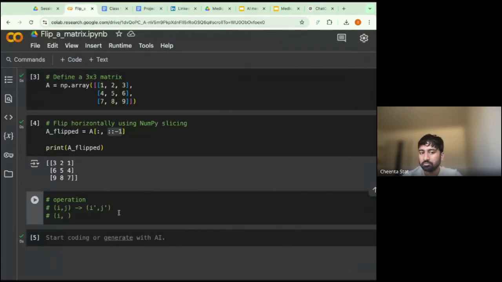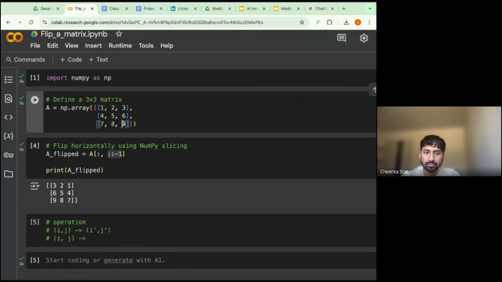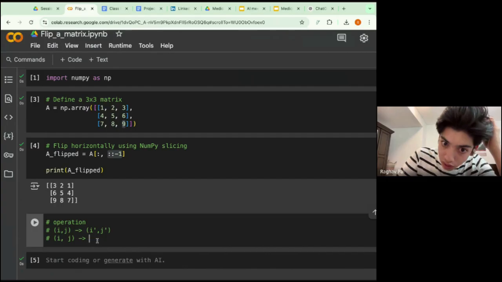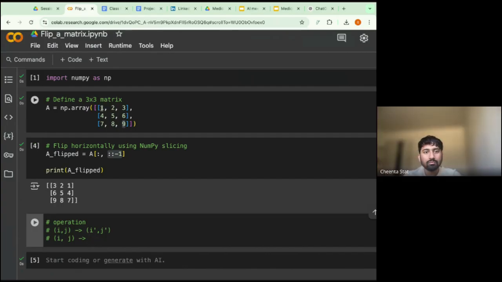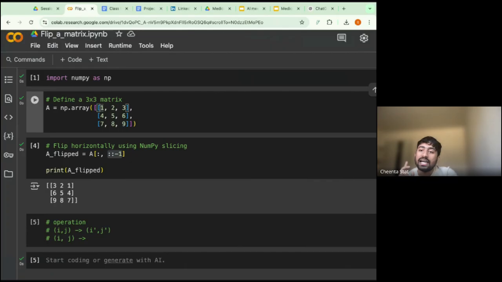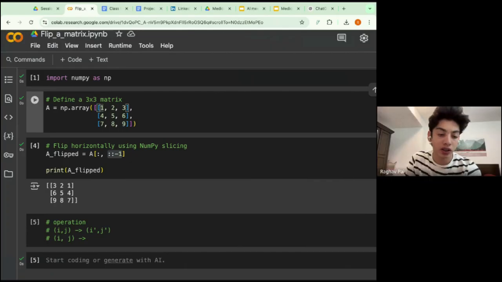So what does flipping mean? Flipping means that i comma j, understand the mathematical part very carefully, is going to go somewhere. It's flipping horizontally, let's say. Tell me, consider what's invariant. Two, five and eight are the middle column. In i comma j, what is invariant? Which is not changing? Okay, j is not changed.